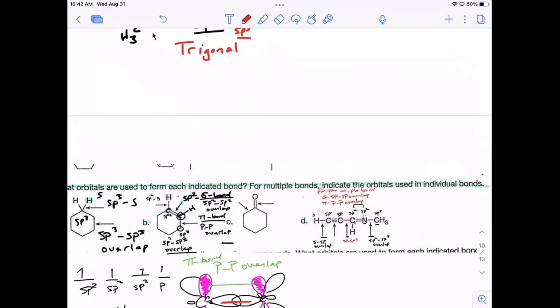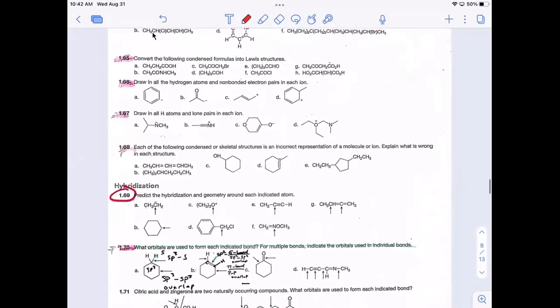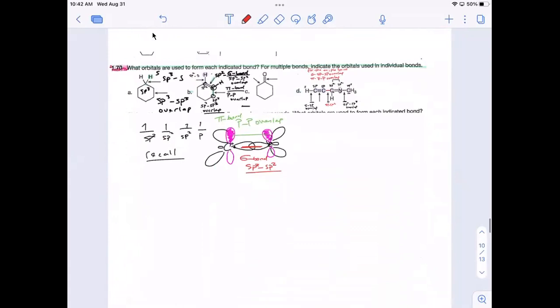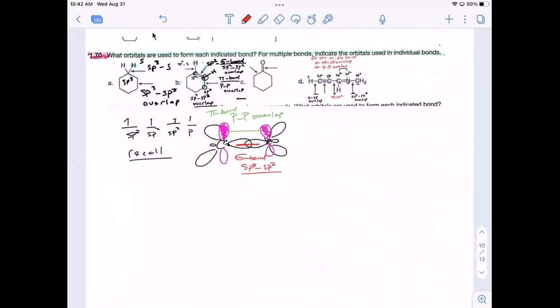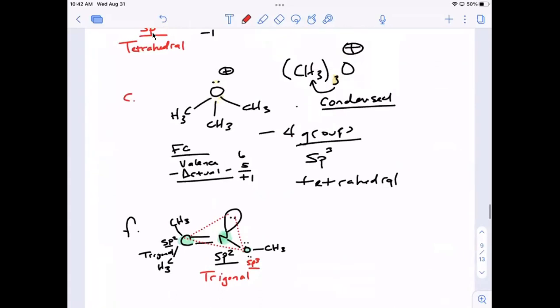So now let's go back. Go ahead, you had a question? Before we go on, can we go back to right there, the C and F for 169? I missed part of it. Right here? Thank you.